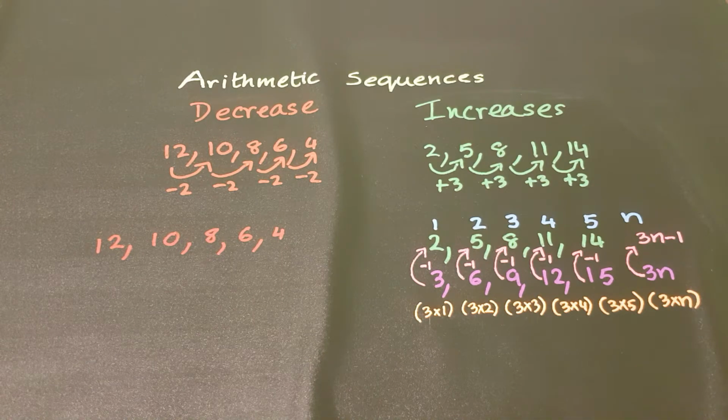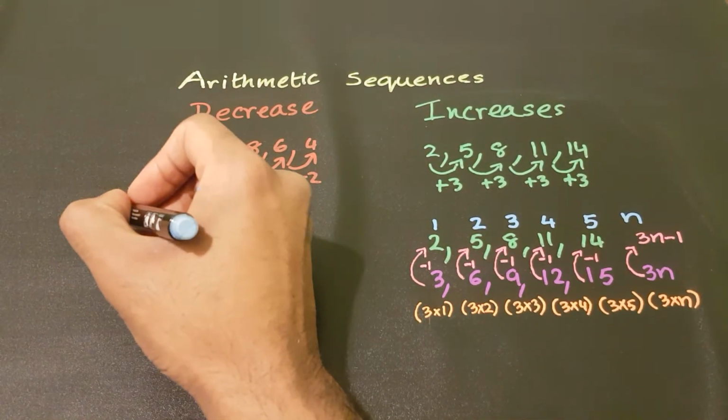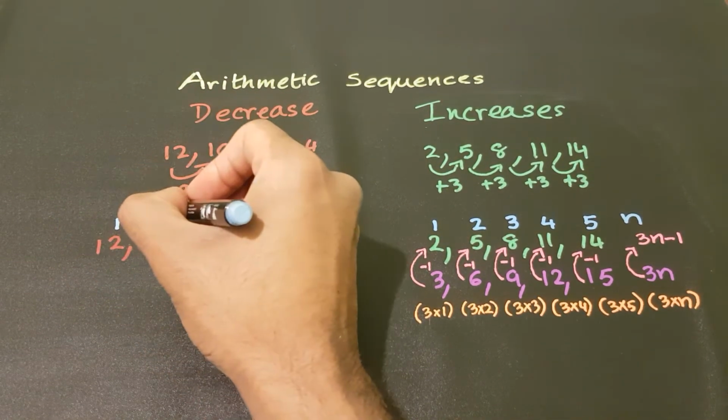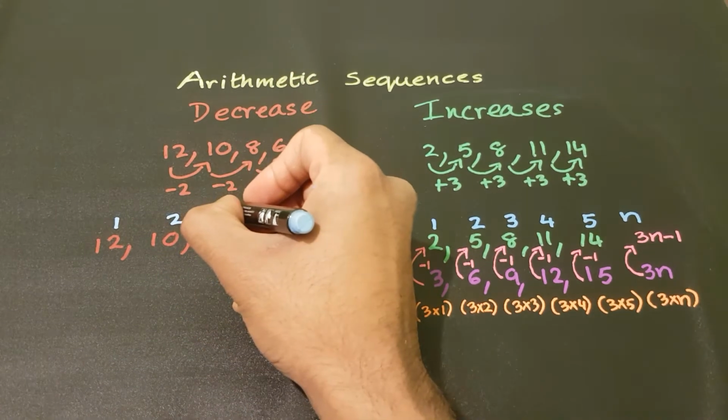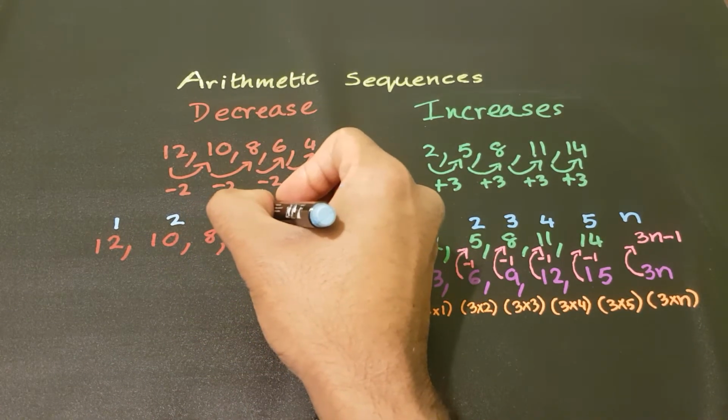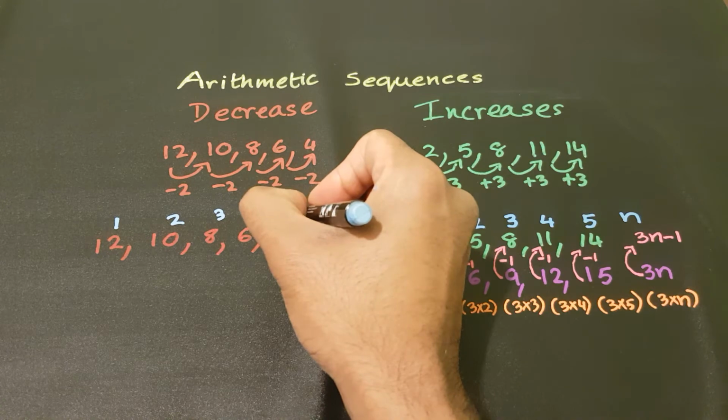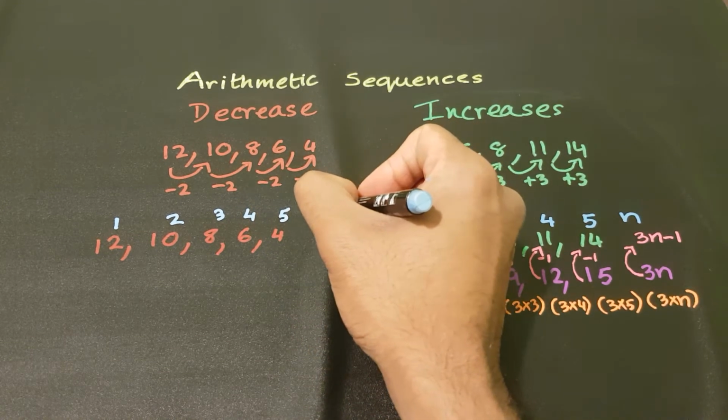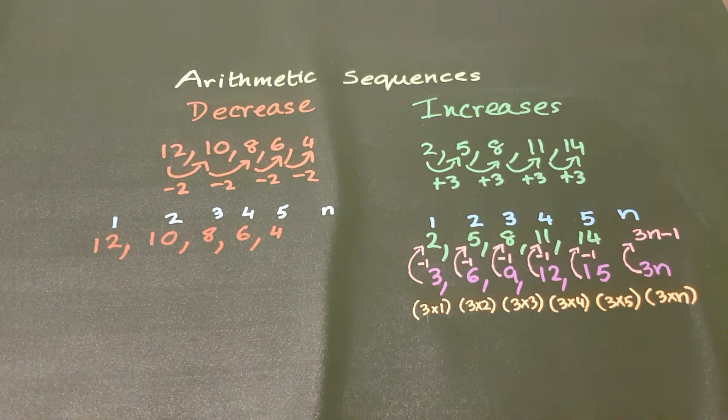Again, the first step is to number every term in the sequence. So this is the first term, second term, third term, fourth term, fifth term. And then I'm going to write the n over here so that I can write down the nth term of the sequence. As we've seen earlier, this sequence decreases by 2 each time.